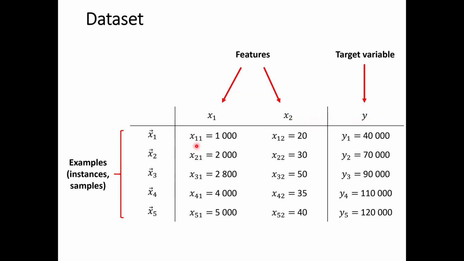Here we see the variable designations and their values. For example, the value of the first feature, income, for the first example, Alice, x_11, is 1000, and the value of the second feature, age, for the third example, Charlie, x_32, is 50.